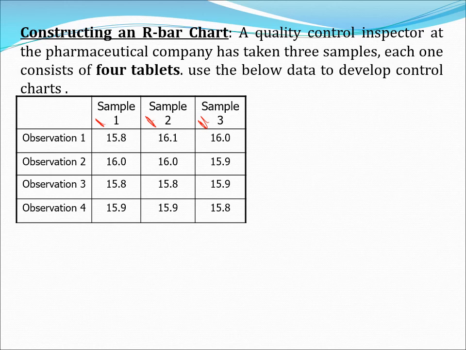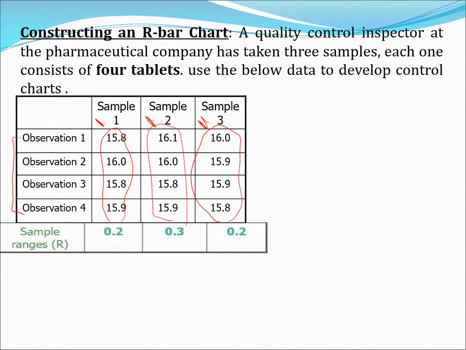But what is the sample size here? The sample size here is 4. So we have 4 observations, meaning 4 tablets from every batch. We are taking four tablets from the first batch, 4 tablets from the second, and 4 tablets from the third batch. So again, the number of samples is 3, taken from 3 different batches, but the number of observations, meaning the sample size, is 4 tablets in each sample.